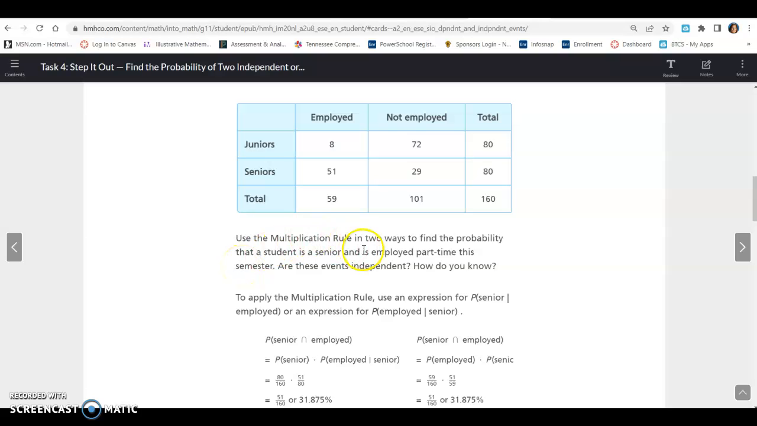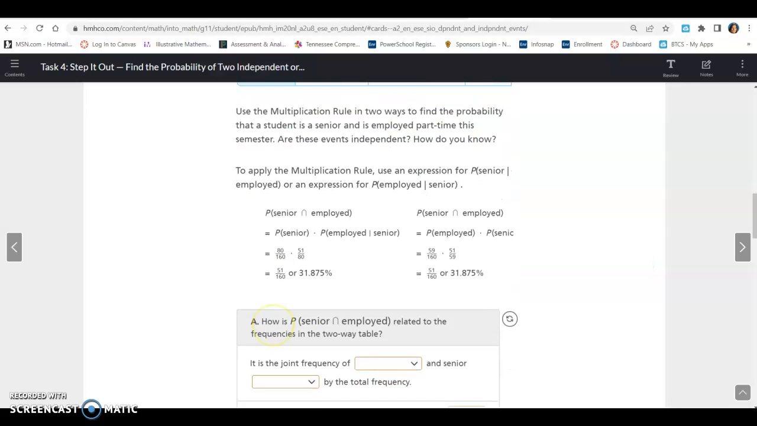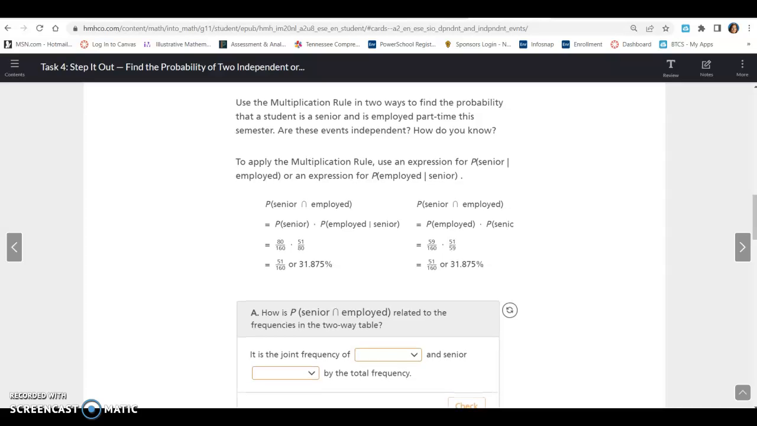It says use the multiplication rule in two ways to find the probability that a student is a senior and is employed part-time this semester. Are these events independent? How do you know? We're going to use the rules that we were given to apply the multiplication rule. Use an expression for the probability of senior and the conditional probability of employed given senior, or an expression for the probability of employed and the conditional probability of senior given employed. So you can see that they did switch the order here.